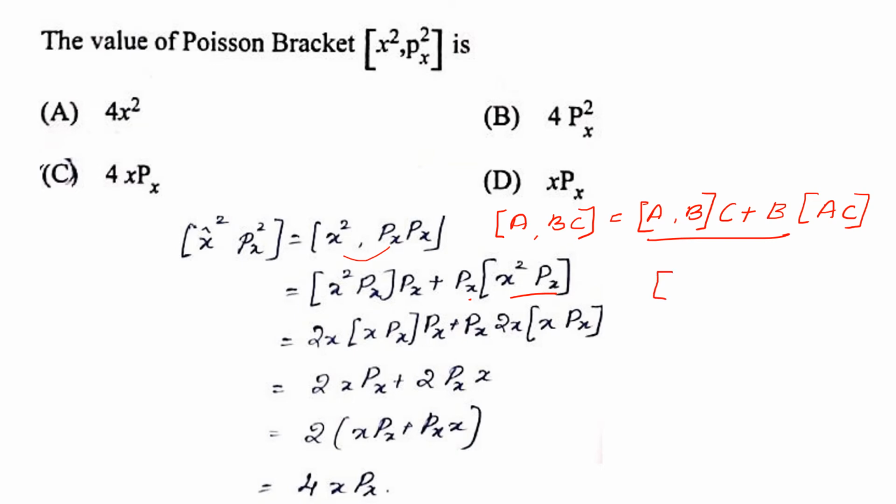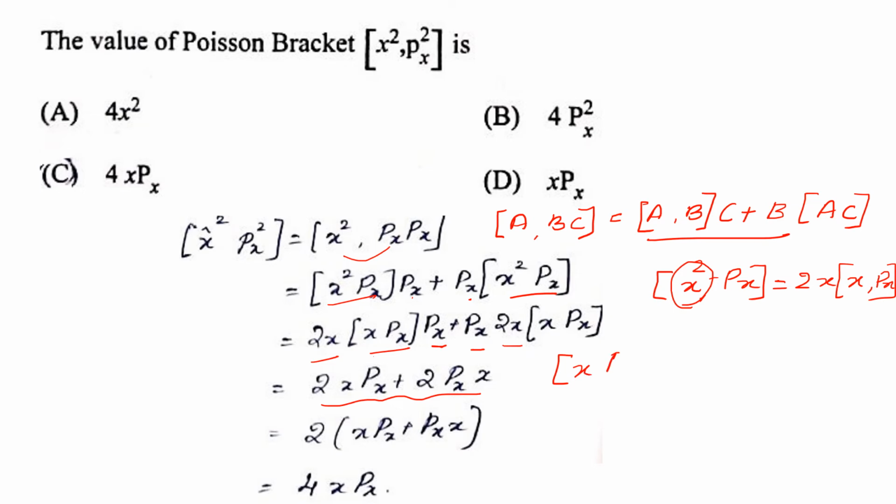Then Poisson bracket of x square, px can be written as differentiation of x square, that is 2x, into Poisson bracket x, px. Therefore this will be 2x Poisson bracket x, px into px plus px into 2x Poisson bracket x, px. Then value of Poisson bracket x, px is 1. So simplifying this one, you will get answer 4x px. Therefore C is the right option.